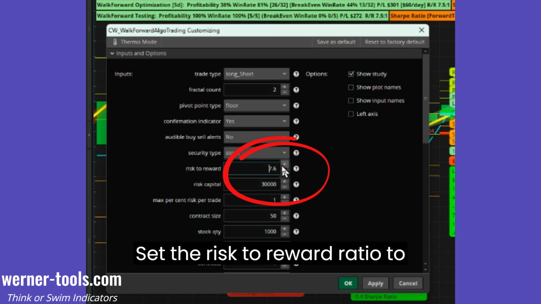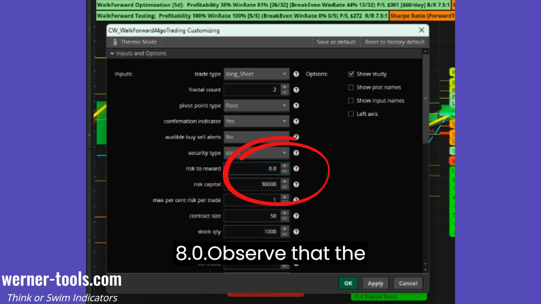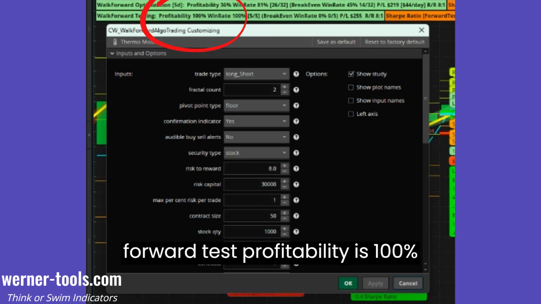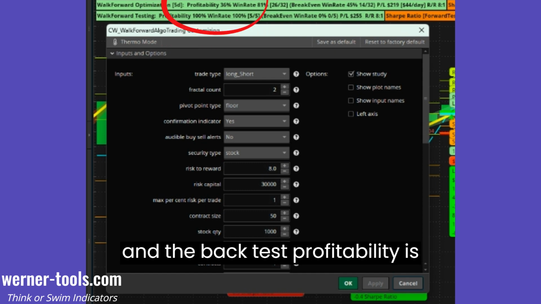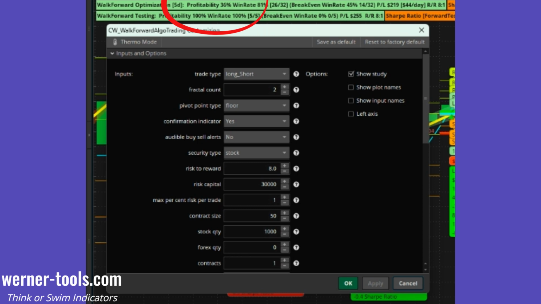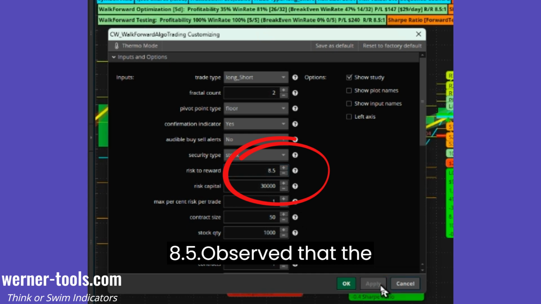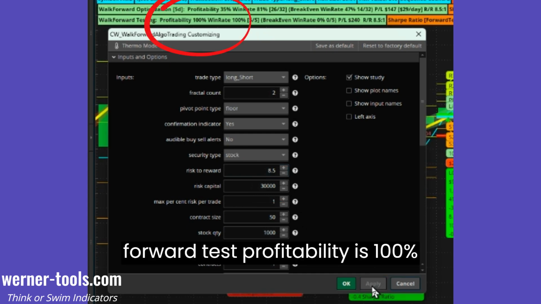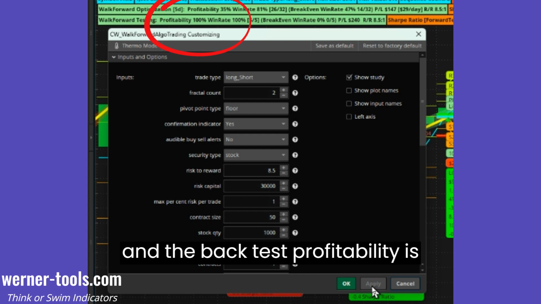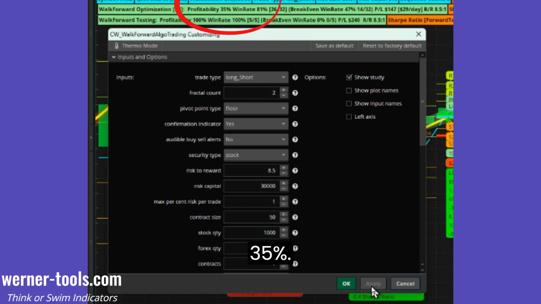Set the risk-to-reward ratio to 8.0. Observe that the forward test profitability is 100% and the back test profitability is 36%. Set the risk-to-reward ratio to 8.5. Observe that the forward test profitability is 100% and the back test profitability is 35%.